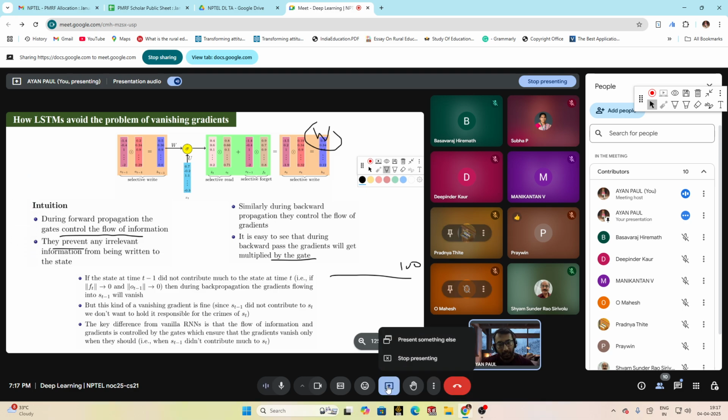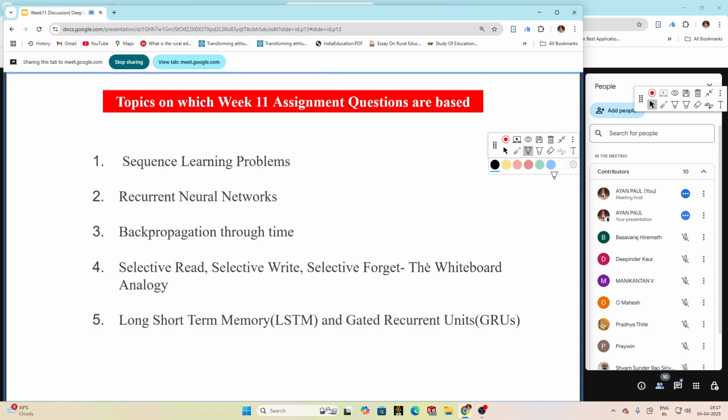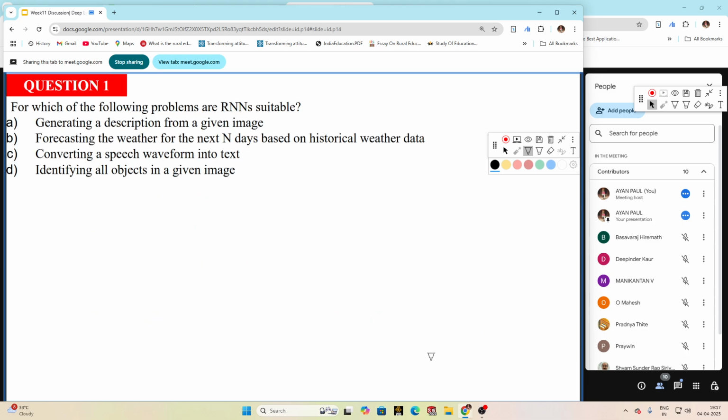So let's move on to the question answers, on the topics on which the week 11 assignment questions are based. First, the sequence learning problem. Second, recurrent neural networks. Third, backpropagation through time. Fourth, the analogy of selectively read, write and forget. And fifth, the two types of RNN: one is the LSTM and the second is the GRU, that is, gated recurrent units.